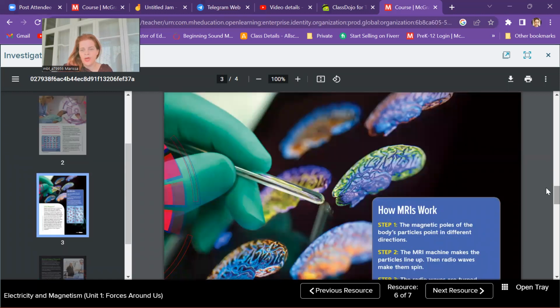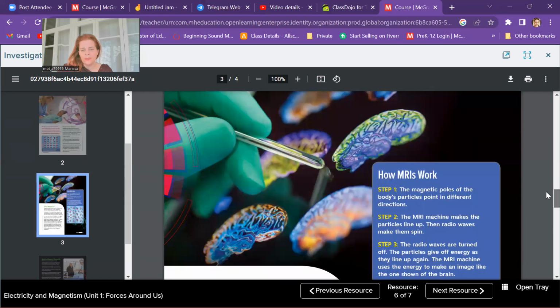All right. So how does an MRI work? It says, number one, the magnetic poles of the body's particles point in different directions. The MRI machine makes the particles line up. The radio waves make them spin. And you feel that. It's so weird. You can feel in your body how they're moving, and Miss Marissa's leg was hurting, so I actually had more pain when I came out than when I went in, because everything is moving the particles.